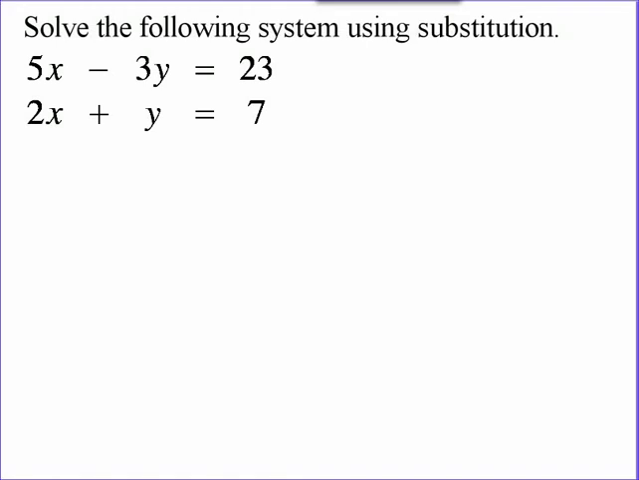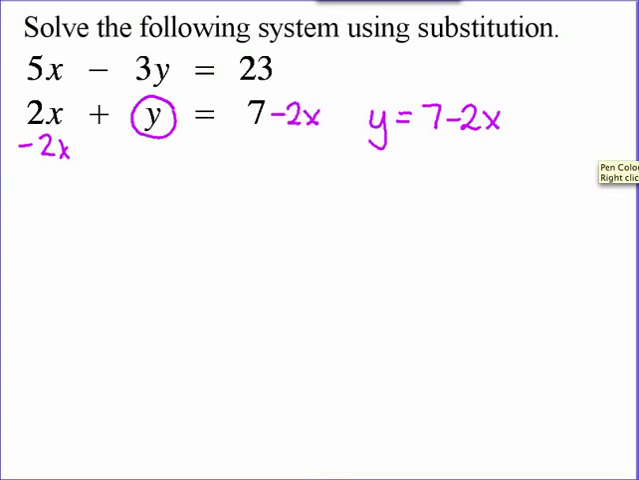For substitution to work, you need to find a variable that does not have a coefficient or has a coefficient of 1. So do we have a variable there that has a coefficient of 1? Which one? Y. So I want to solve for this y. I want to get the y all by itself. So what are you going to do? Minus 2x. Good. So I end up getting y to equal 7 minus 2x.